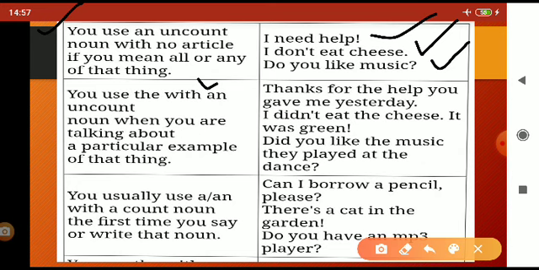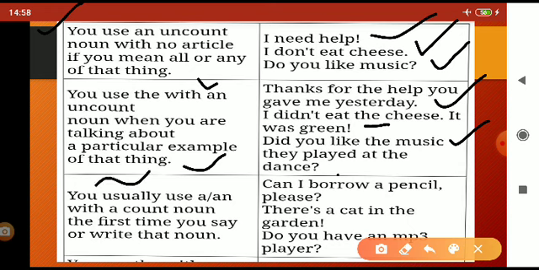But in the next, you use the with an uncountable noun when you are talking about a particular example of that thing. For example, thanks for the help you gave me yesterday. Next is, I didn't eat the cheese, it was green. Next is, do you like the music they played at the dance?